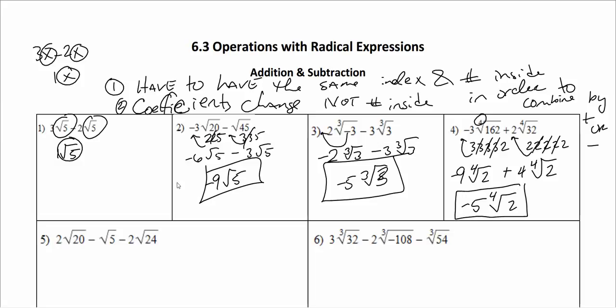What I want you guys to do is numbers 5 and 6. I know we haven't done 3 of them, but it's the same process. I want you to try them. 5 and 6, go ahead and pause the video now.